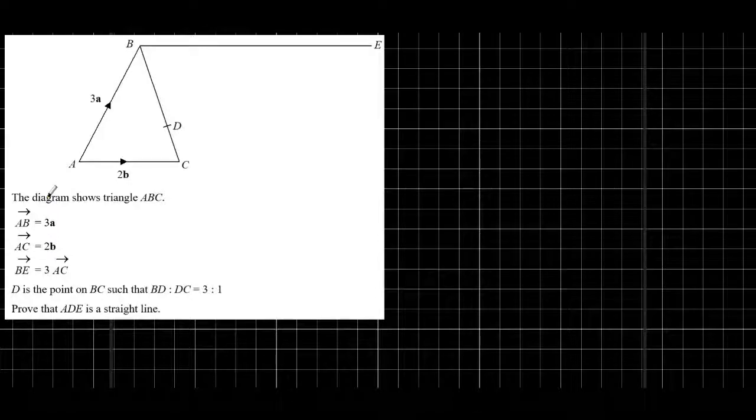The diagram shows triangle ABC. Vector AB is 3a, so the vector here is 3a. Vector AC is 2b.